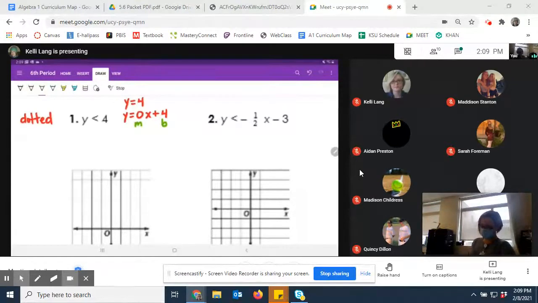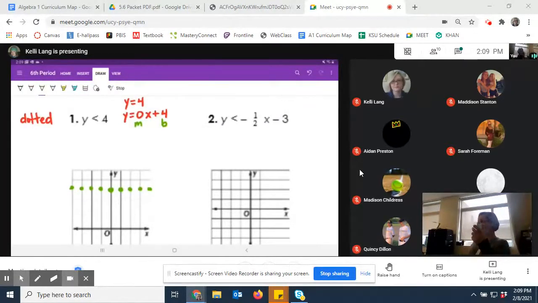Let's draw our line. We start with b, which is positive 4. 1, 2, 3, 4. I think that's about here. My y-intercept is positive 4, so that's where I cross the y-axis. What's my slope? 0. So my rise over run is 0 over 1, or 0 over something. So that means my rise, I go up 0. So that's just flat. A slope of 0 is always just a horizontal, flat, straight line. That just goes straight across, slope of 0.